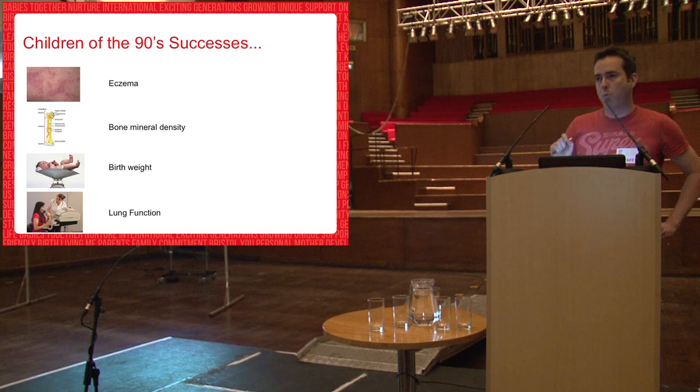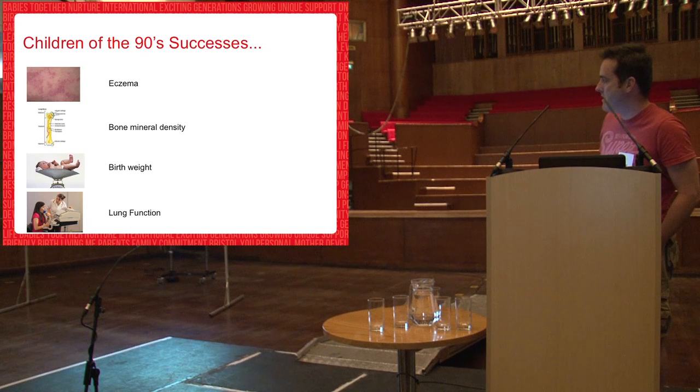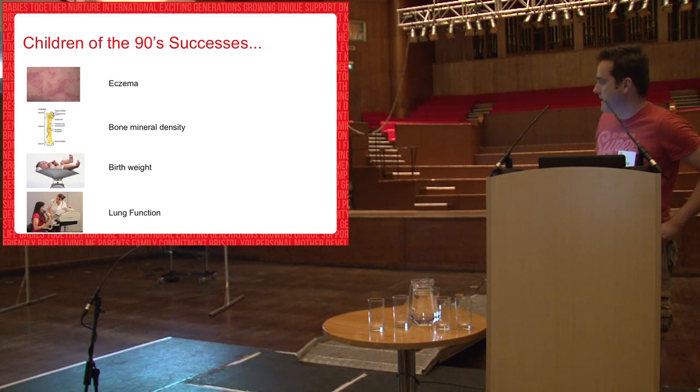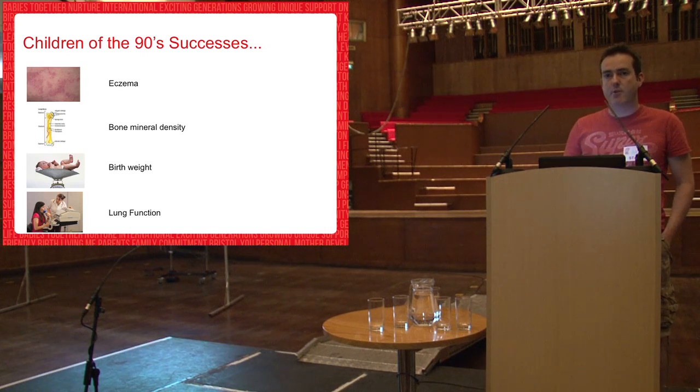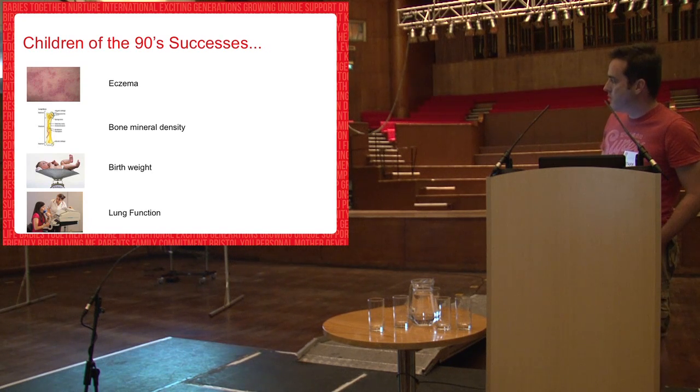So that's just one of the many successes in terms of the genetic studies in Children of the 90s, but there have been many more. And I've just tried to list some of the key highlights to my mind on the next 2 slides. So we've found genes which contribute to risk of eczema, so that's a skin disease where you get scaly skin. We've found genes that influence bone mineral density and future risk of osteoporosis and brittle bones. We found genes to do with birth weight and lung function.